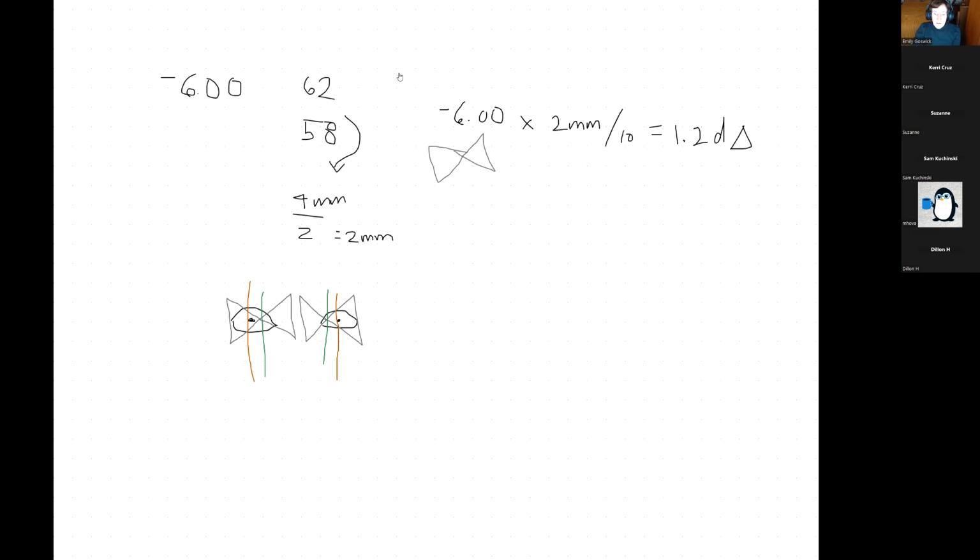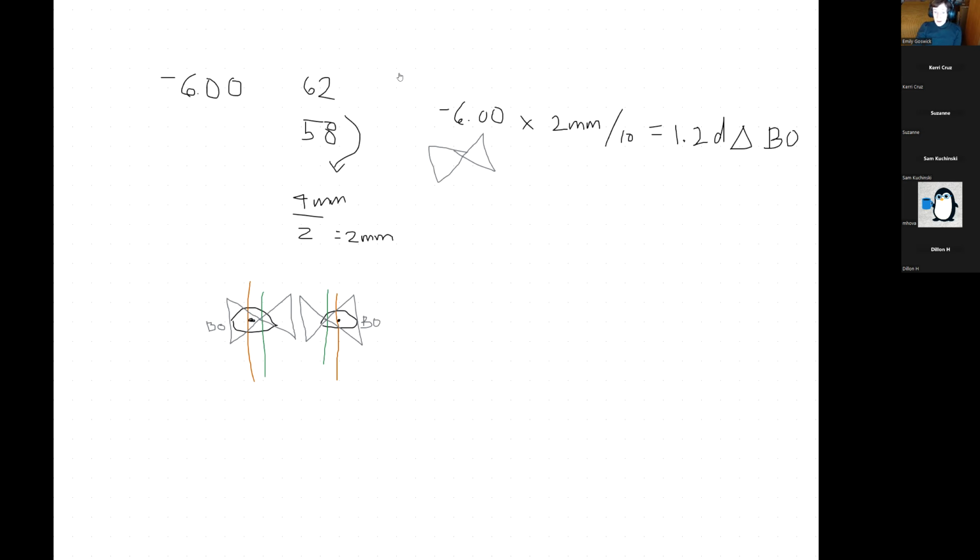I'm going to go ahead and be like, all right, which prism is this in? It's in the prism with the base going out. Which prism is this one in? Again, it's in the prism with the base going out because it's going away from one's nose. So in this case, switch my color back again. We would have 1.2 diopters of prism induced base, I'll just put that here, base out.